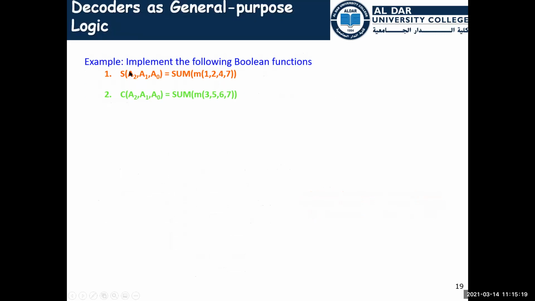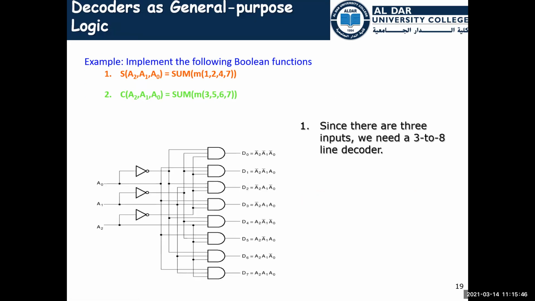Okay, let's take an example. If I want to make an adder, you know the adder? If I want to make addition, I have sum and carry. The sum is the collection of the minterms 1, 2, 4, and 7, and the carry is represented by the minterms 3, 5, 6, and 7. I want to represent them using the decoder. How to do that? We have values from 0 to 7, so we need a 3 by 8 decoder. This is the first step.